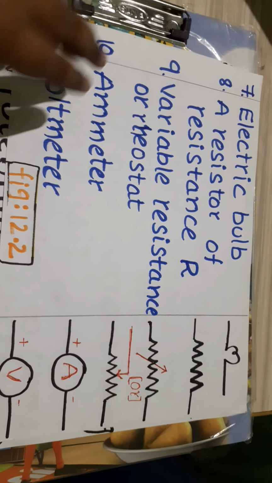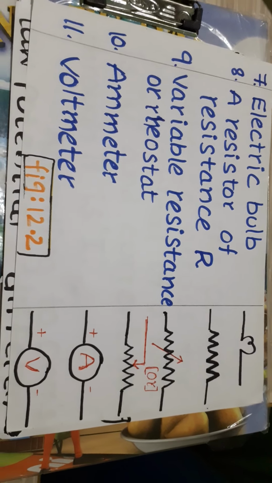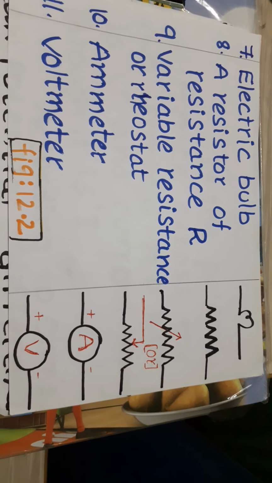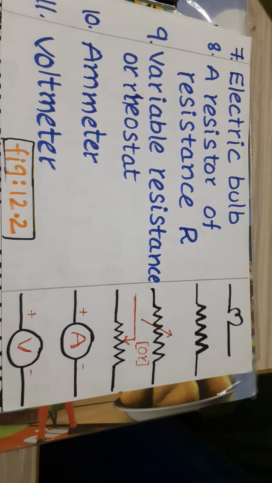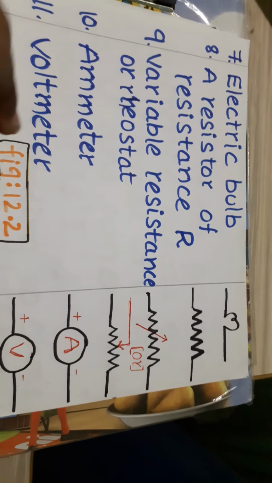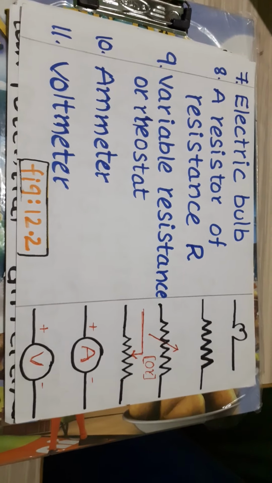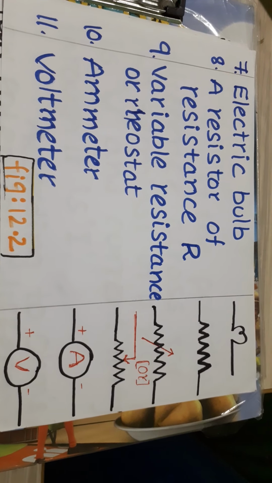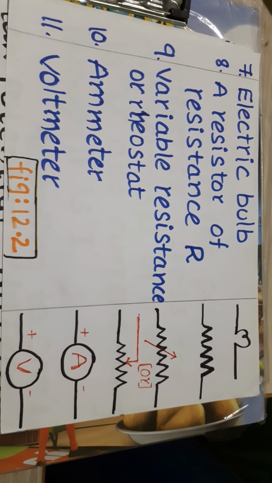Next, ammeter. This is the basic symbol of the ammeter. An ammeter can be used to measure the current in the electric circuit. Voltmeter. A voltmeter is a device which can be used to measure the potential difference across the conductor.